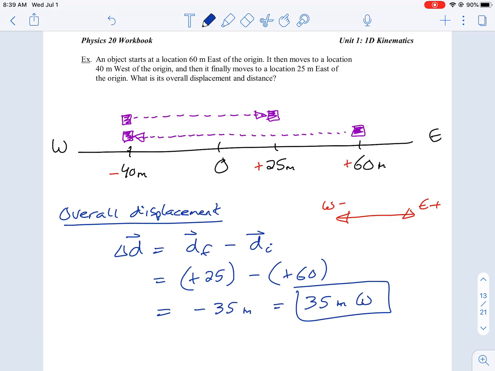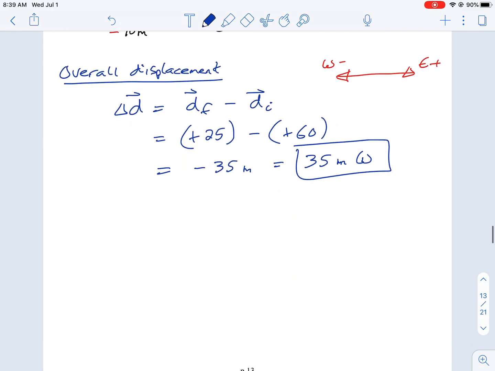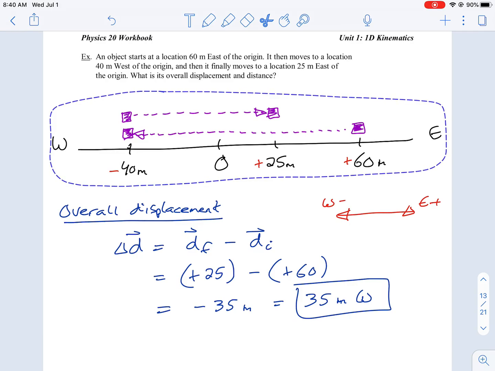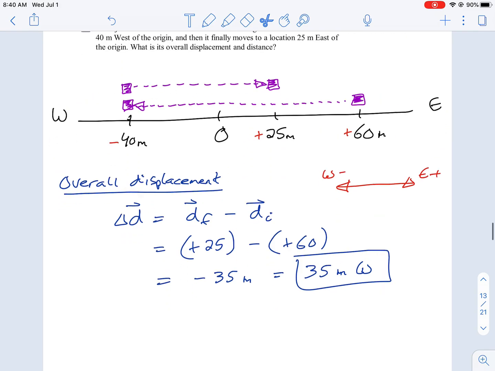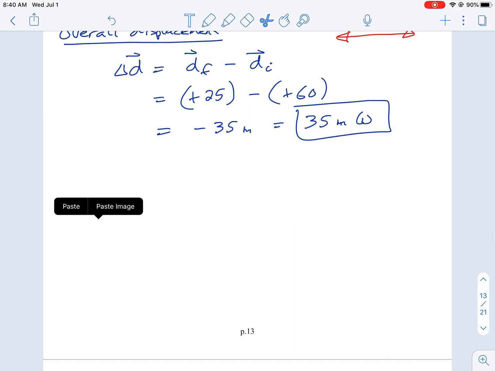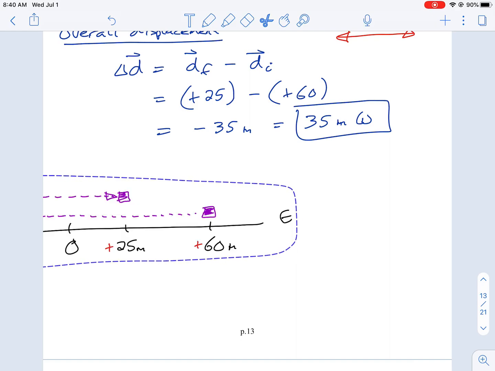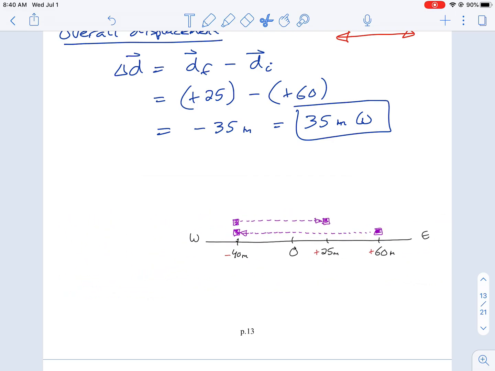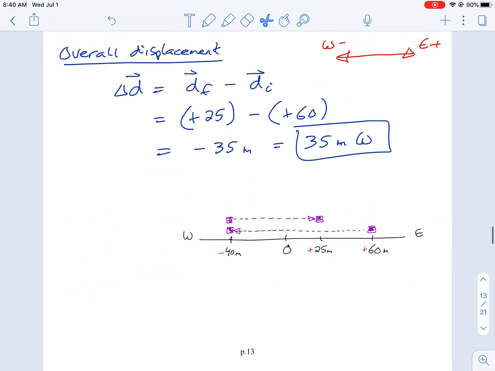Now, does this make sense? Well, we can actually draw the displacement vector on here. I'll tell you what, before I do, I'm going to need this picture again. So I'm just going to cut this up. Copy that, bring it down. Yeah, I'm going to need that again. Good. Okay, now I'm going to draw it on here.